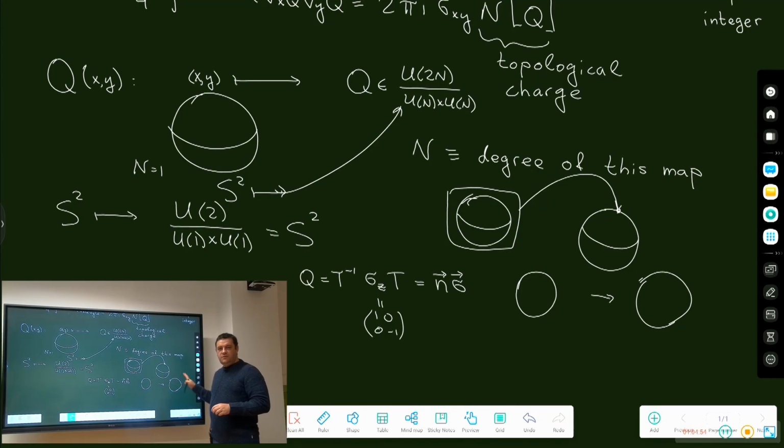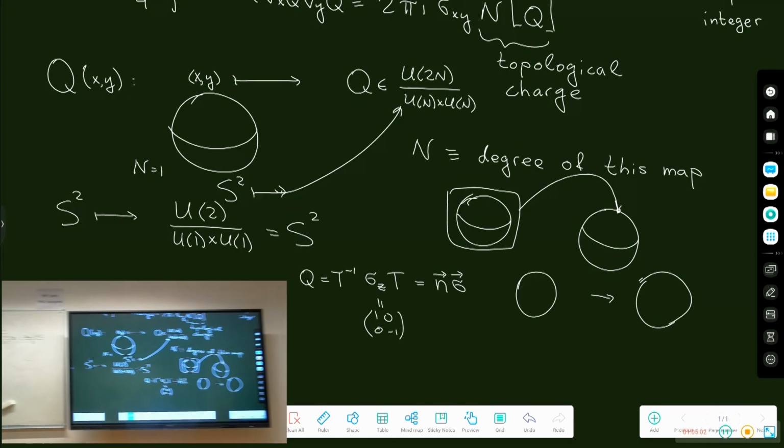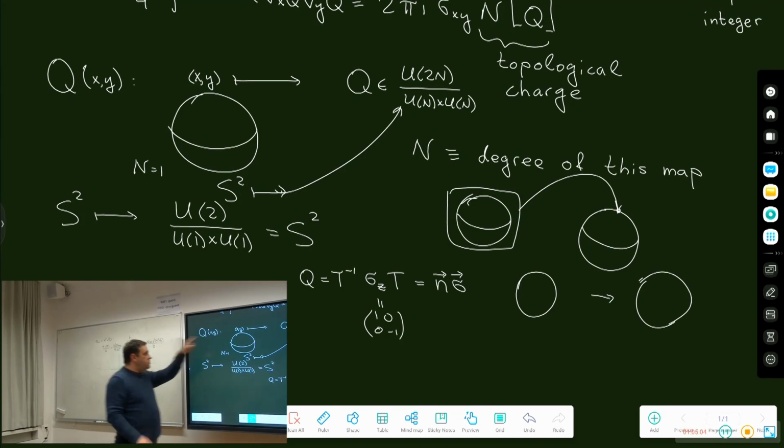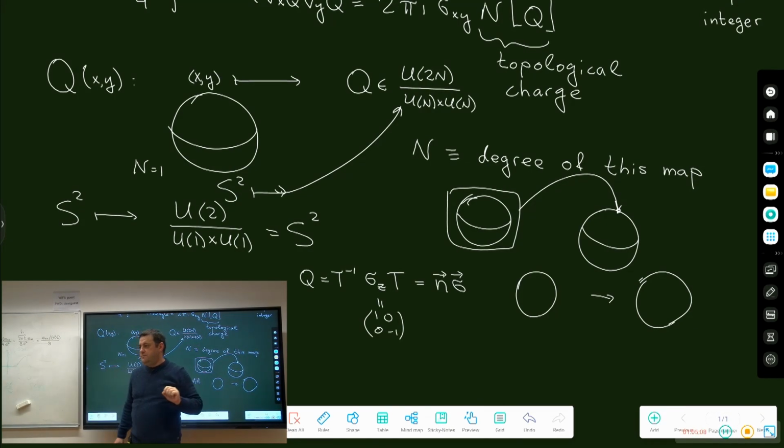The degree of the map is an integer number, which takes any integer value, from minus large number to plus large number. So what this topological term does, it counts the degree of the map.